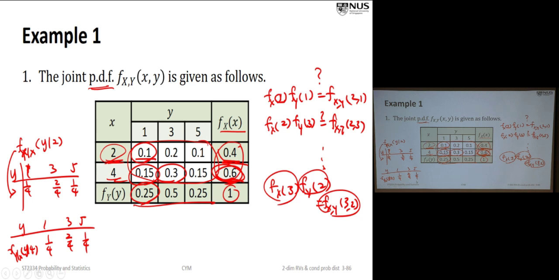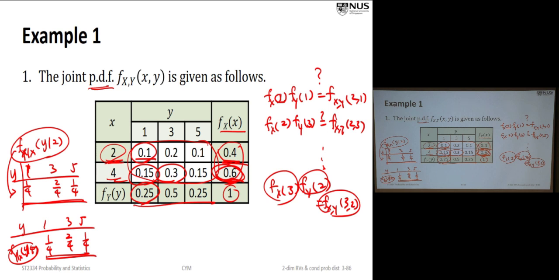So you can see that the conditional distribution of y given x, whether x equals 2 or x equals 4, it doesn't matter. They are the same. So that's what we mean by independence. In other words, it doesn't matter what the x value is, your conditional probability is the same, no matter x equals whatever value. In this case, it's 2 or 4. It will give you the same conditional probability.